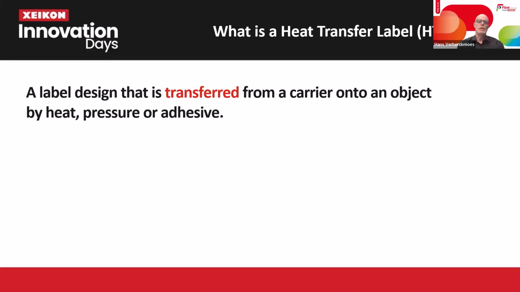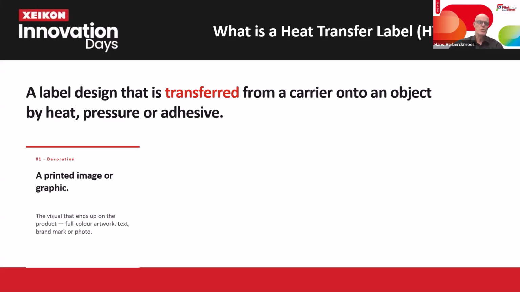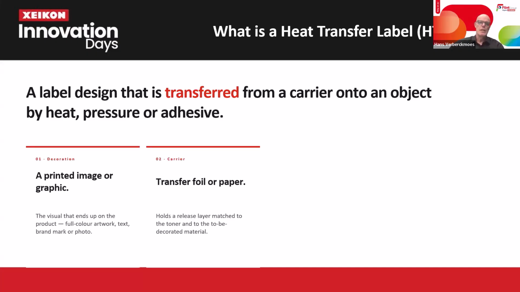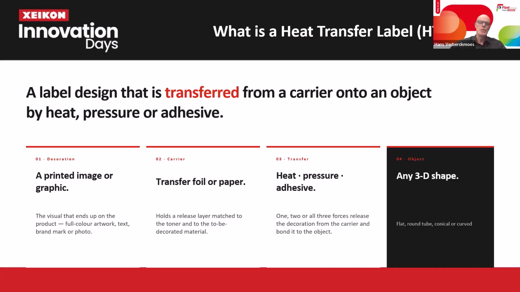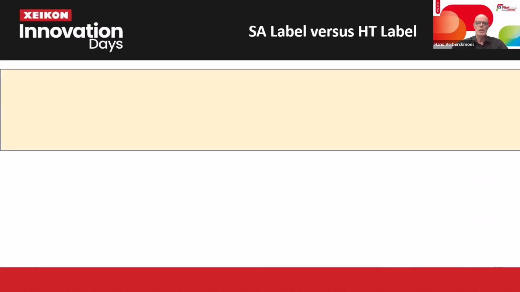So when we talk about a heat transfer label, we talk about a label design that is transferred from a carrier. It is a printed image that is printed on a transport board or paper. And by heat and pressure, and depending on the application also an adhesive, you transfer it onto any 3D shape that is around. Perhaps I'm exaggerating, but any 3D shape, any object you would like to transfer it on.